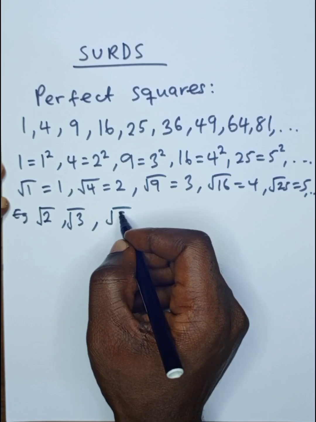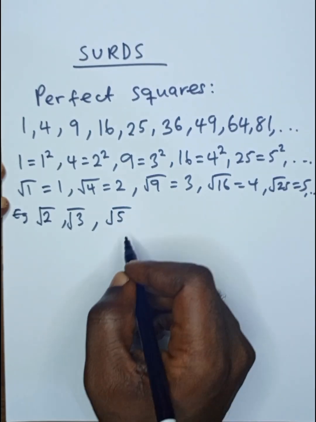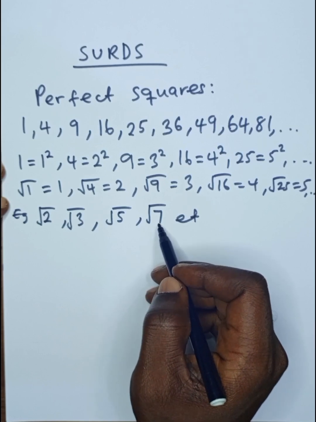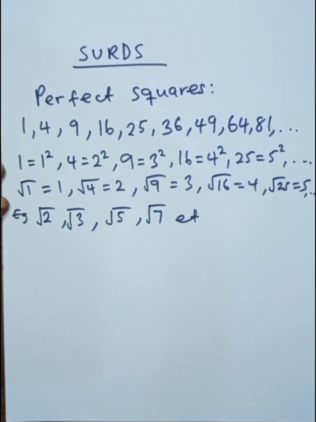5 is not a perfect square, so the square root of 5 is a SURD. 7 is not a perfect square, so the square root of 7 is a SURD. So I believe you understand what a SURD is now. The root of all rational numbers which are not perfect squares are called SURDs.